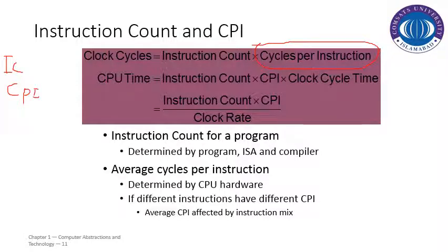So we can say that the CPU time is equal to instruction count multiplied by CPI divided by clock rate, or multiplied by clock cycle time. The instruction count is the number of instructions for a program, and that is determined by the instruction set architecture and compiler. The average cycles per instruction are determined by the CPU hardware, and if different instructions have different CPI, then we have to compute the average CPI affected by the instruction mix.